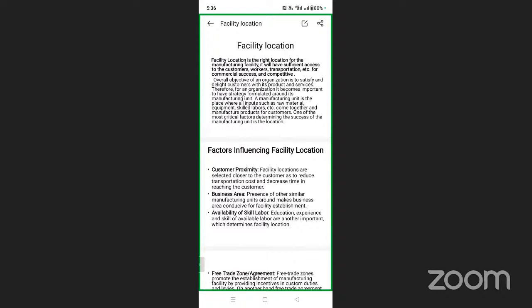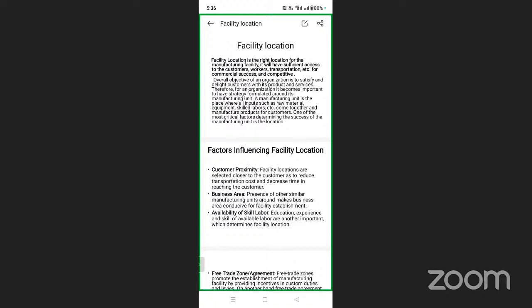What is facility location? Facility location is the right location for the manufacturing facility. It will have sufficient access to the customers, workers, transportation, etc.